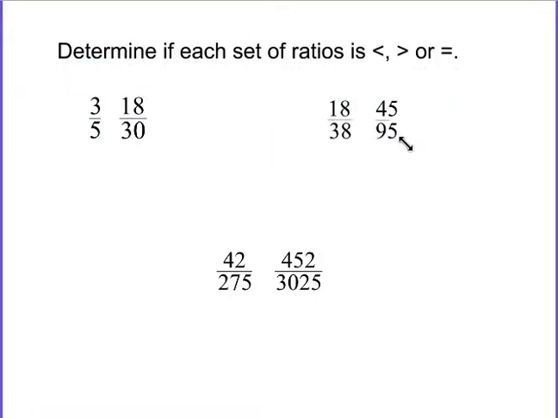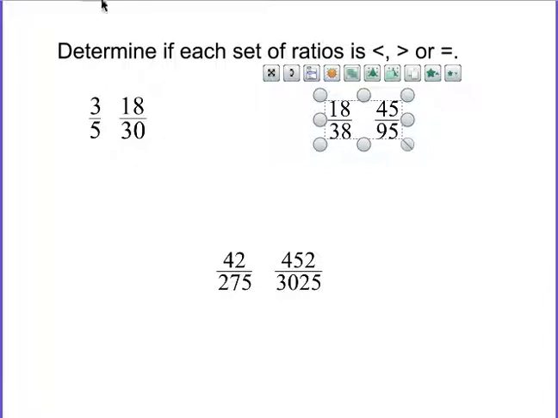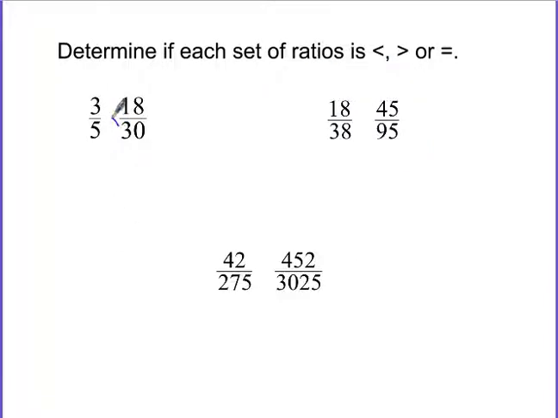We've got, there we go, that looks better. If we use cross products, 3 times 30 is 90, and 5 times 18 is what? 90. So what sign goes between these two ratios? Equal sign. 38 times 45 is? 1,710. And 95 times 18? 1,710. So again, we have an equal set of ratios.